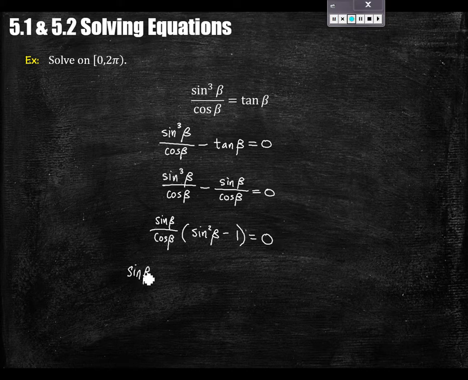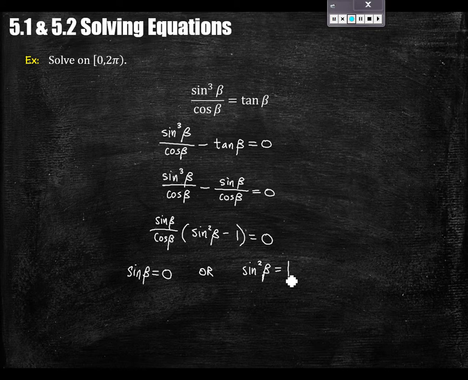Wait, where do we get sine? I mean, sine over cosine is equal to 0. I'm just saying sine beta over cosine beta equals 0. The only time that's true is when sine beta equals 0. So I'm just quickening our work by saying this is 0 only if sine beta is 0. And over here, we have sine squared beta equals 1.